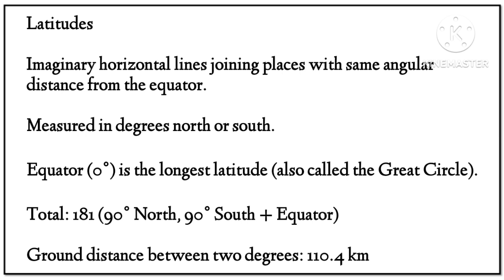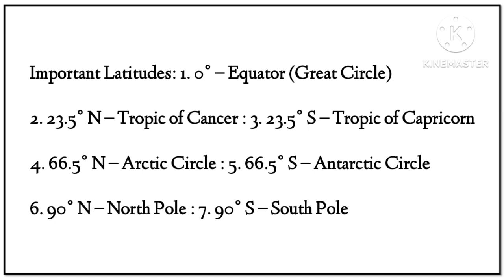Ground distance between 2 degrees is 110.4 kilometers. Important latitudes first. Equator, Great Circle. Next 23.5 degree north, Tropic of Cancer. 23.5 degree south, Tropic of Capricorn. 66.5 degree north, Arctic Circle. 66.5 degree south, Antarctic Circle. 90 degree north, North Pole and 90 degree south, South Pole.